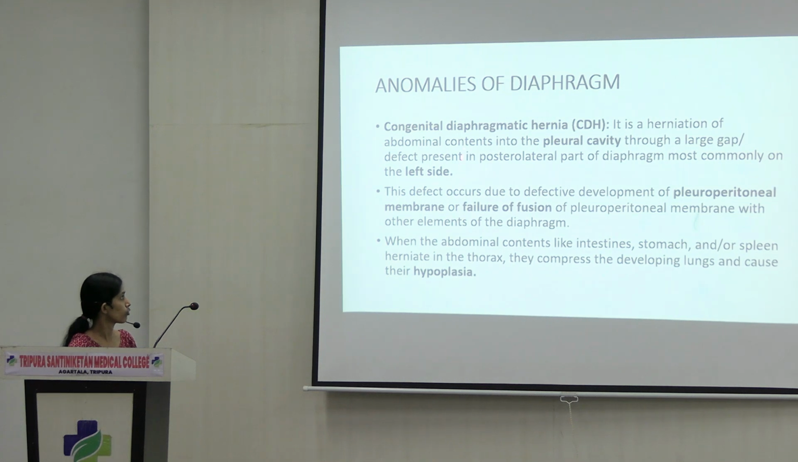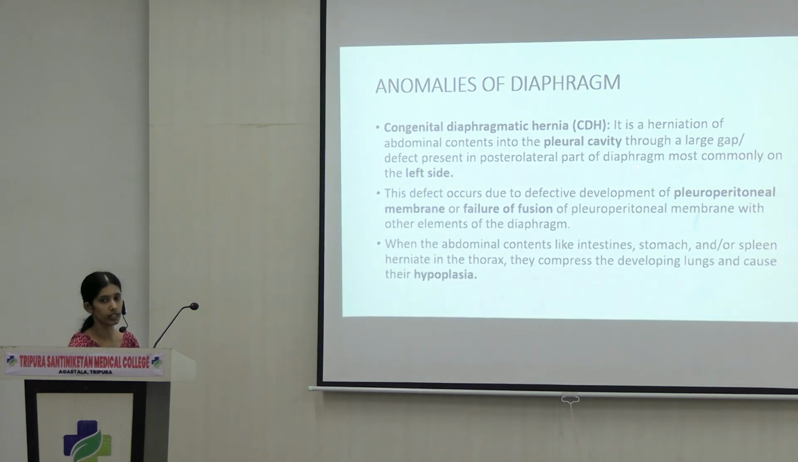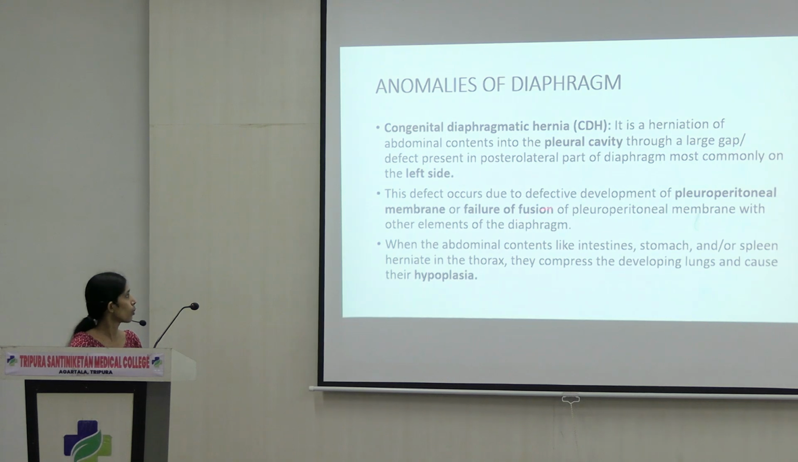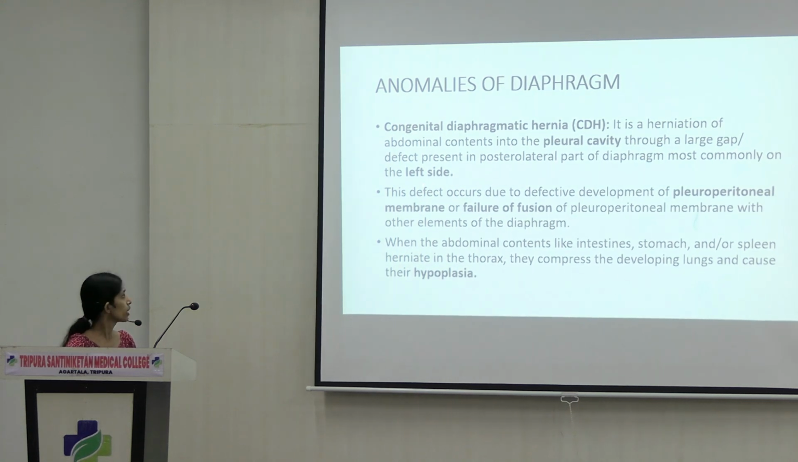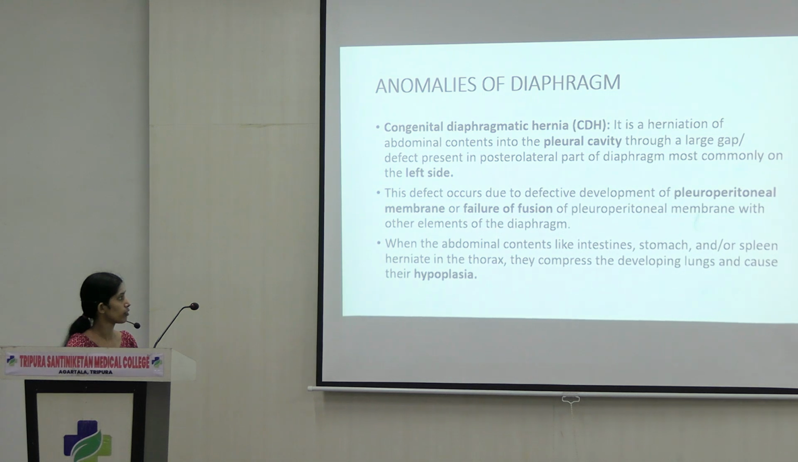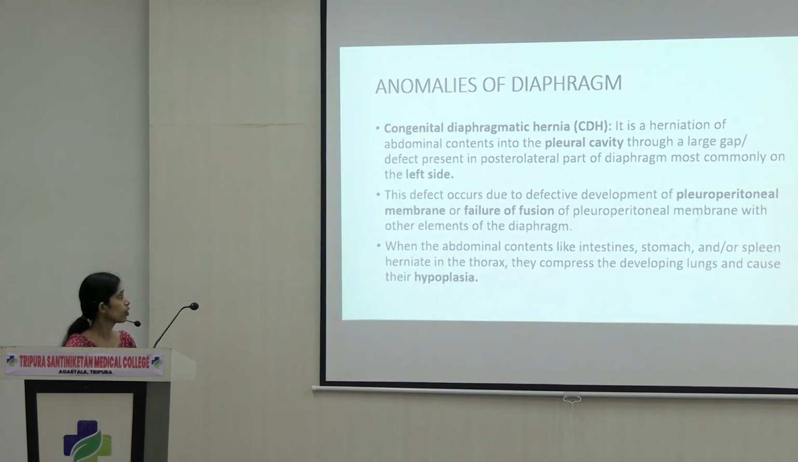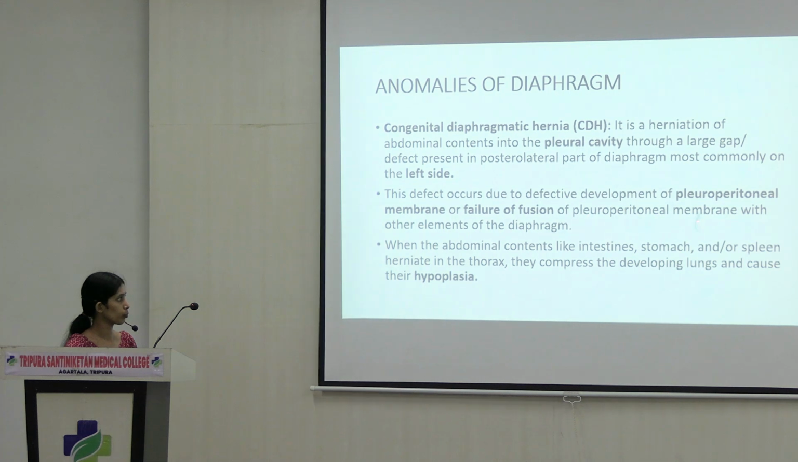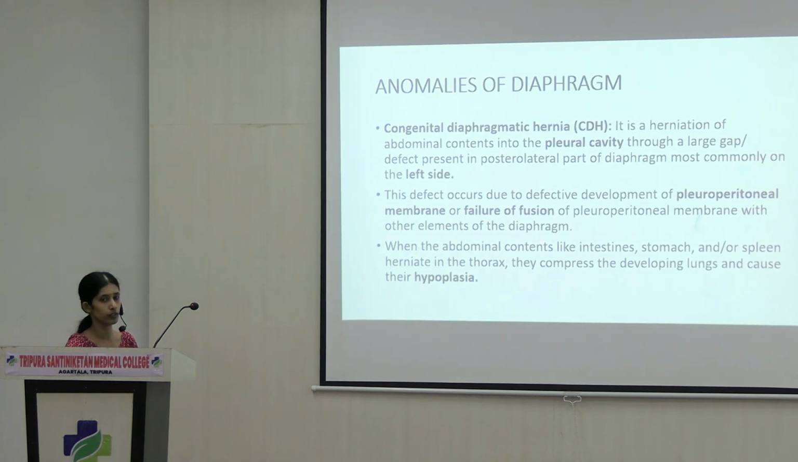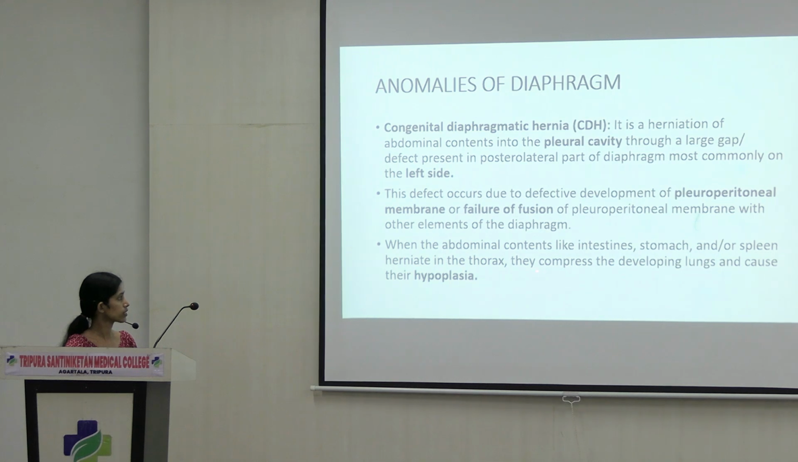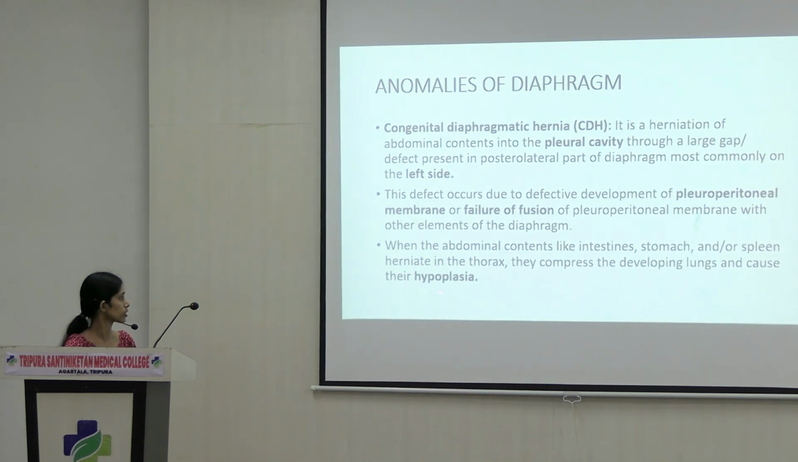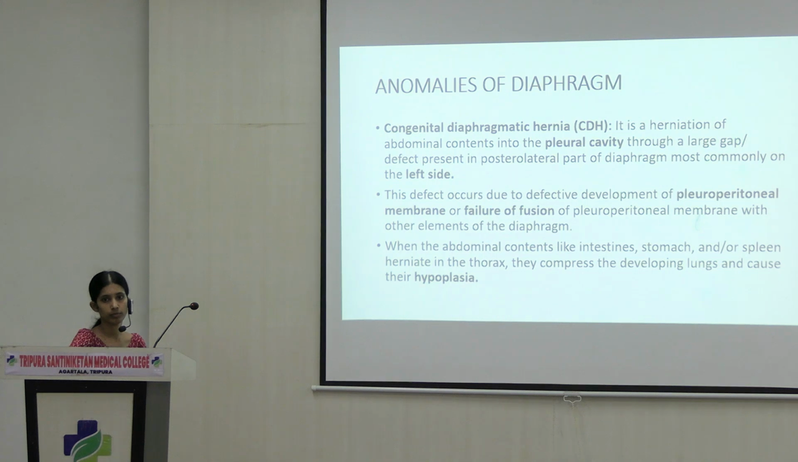It is a herniation of abdominal contents into the pleural cavity through a large gap or defect present in the posterolateral part of the diaphragm, most commonly on the left side. This defect occurs due to defective development of pleuroperitoneal membrane or failure of fusion of the pleuroperitoneal membrane with other elements of the diaphragm. When the abdominal contents like intestine, stomach or spleen herniate in the thorax, they compress the developing lungs and cause their hypoplasia.